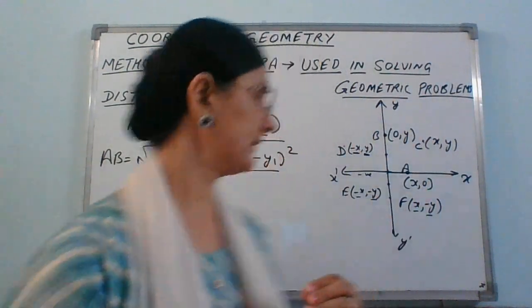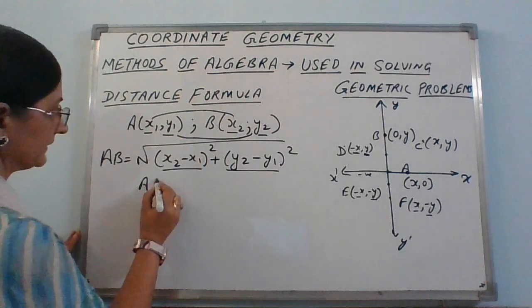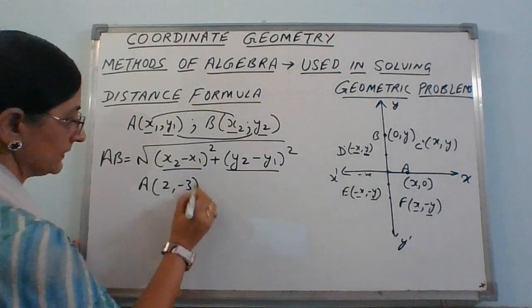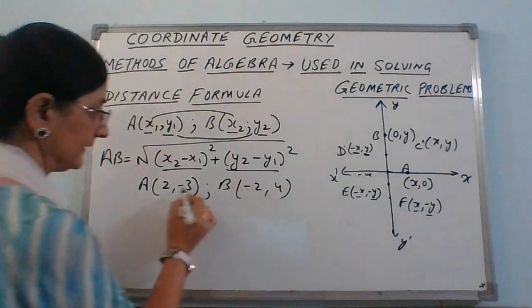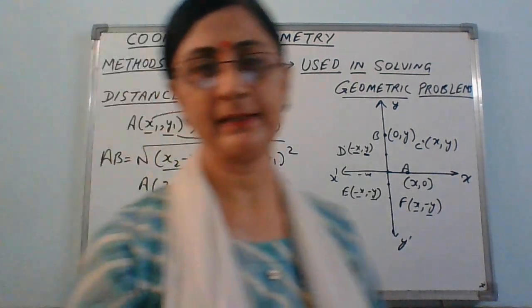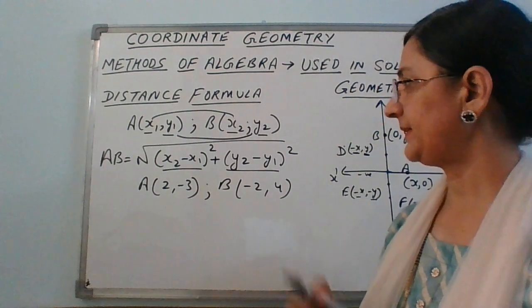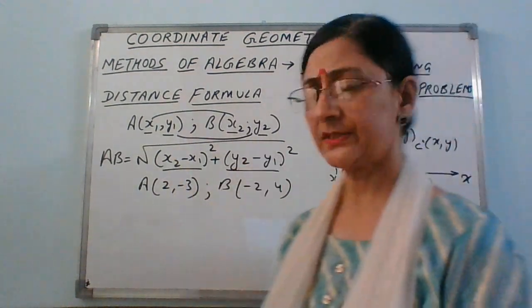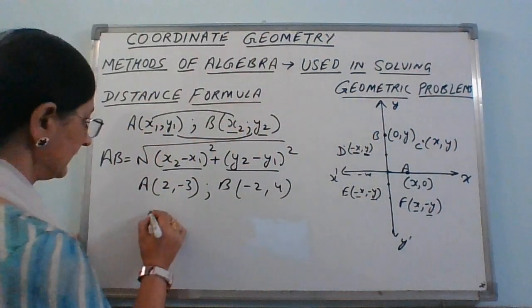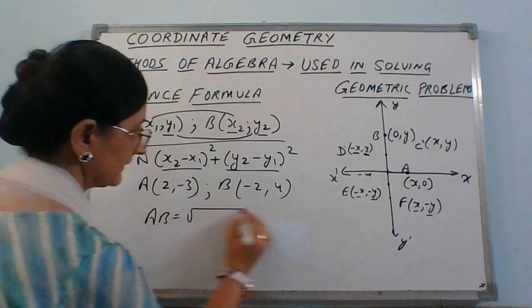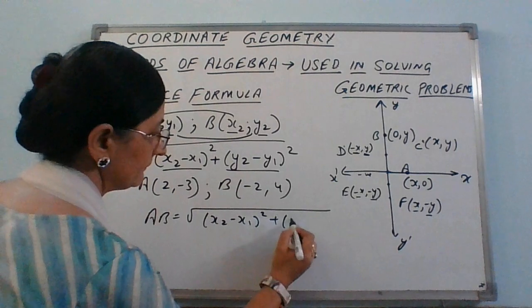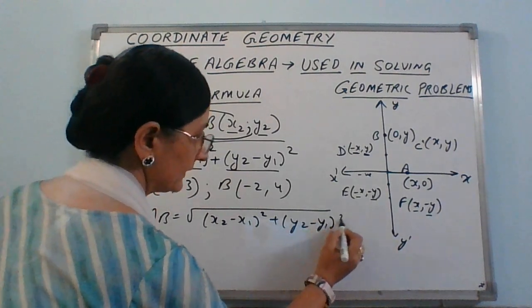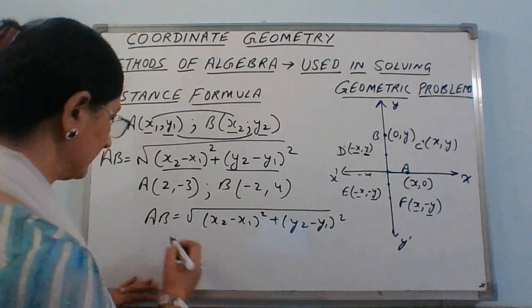I'll take some points here, right? Suppose A point here is (2, minus 3) and B point here is (minus 2, 4). I have taken negative points also, so that there is no doubt. So I will be applying this formula. Let us do that, right? Here AB will be written as, first we should write the formula, then we will be substituting the values there. So what are the values here?